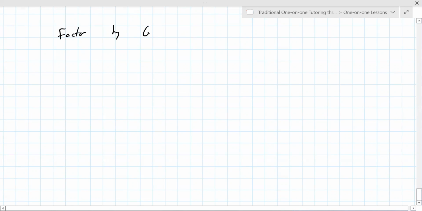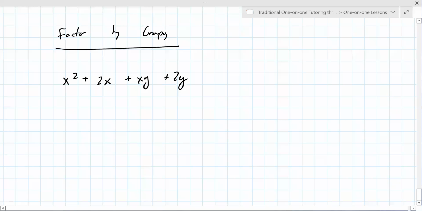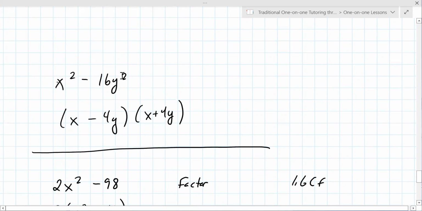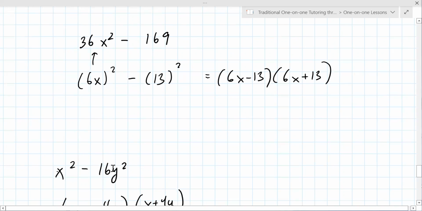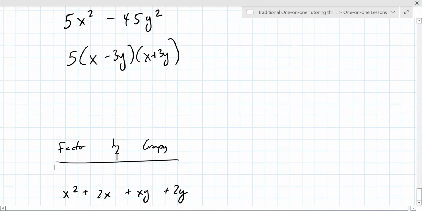We're going to next look at some more factor by grouping problems. But these are already sort of grouped for you. So we'll try the first one. One of the things students often ask is, how do I know which one it is? And I've tried to show you that by giving you some words along the way. Difference of squares is always two terms, right? Factor by grouping is always four terms.